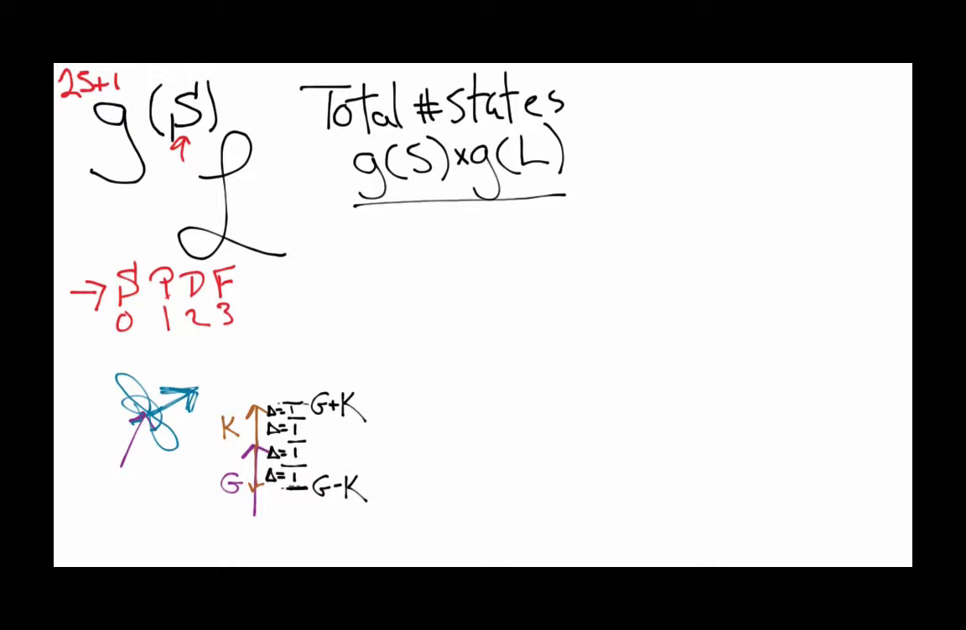So there would be 6 possible states in that case. So that gives us the total number of states associated with this term symbol.